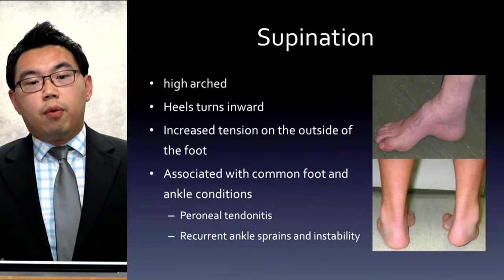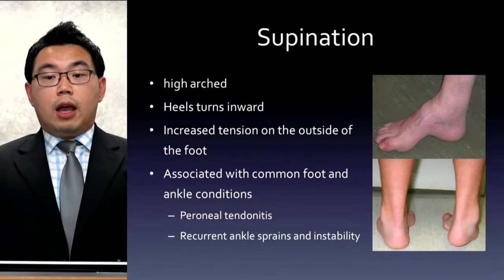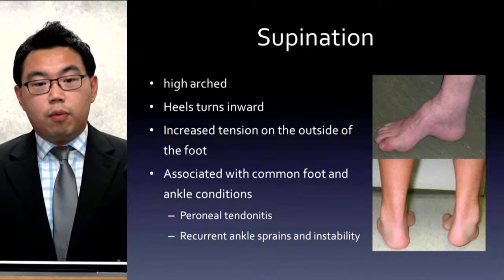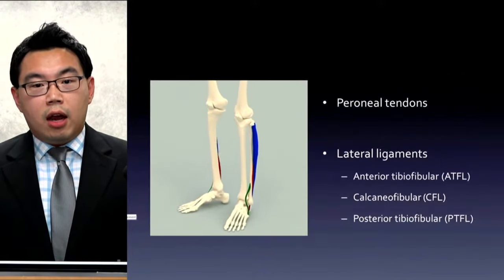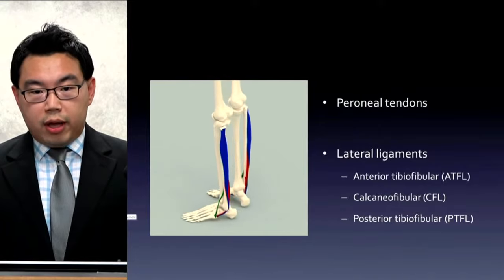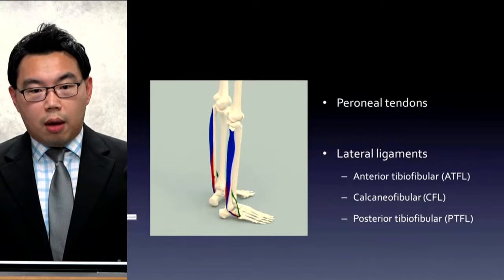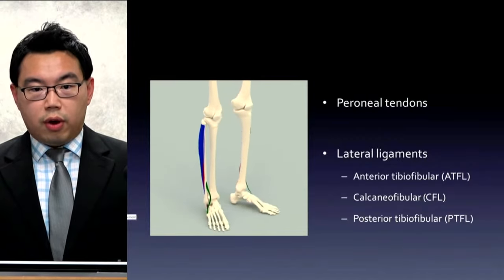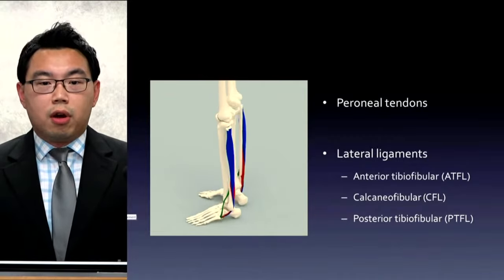So if you have a high arch foot, you'll likely have more problems with peroneal tendonitis or recurrent ankle sprains. And from an anatomic standpoint, it will make sense. As you can see, these tendons come around the outside and hold your ankle stable. We'll dive into these structures and their functions later on.